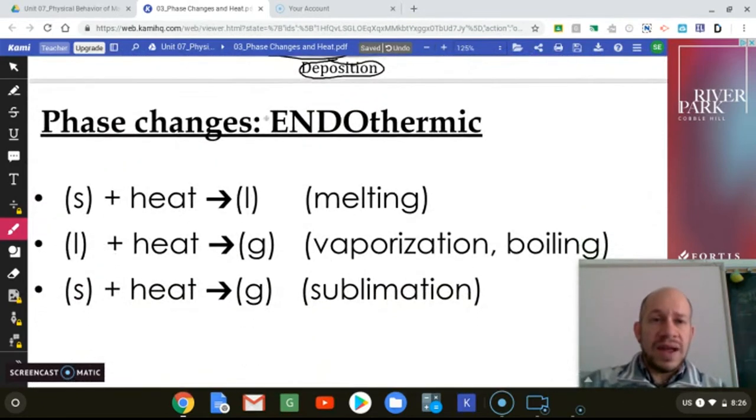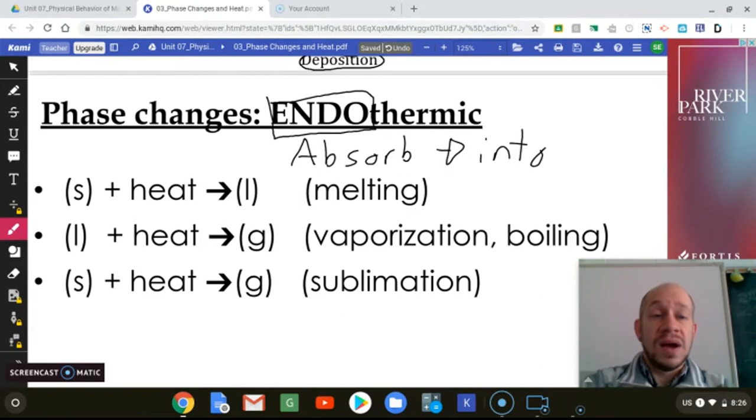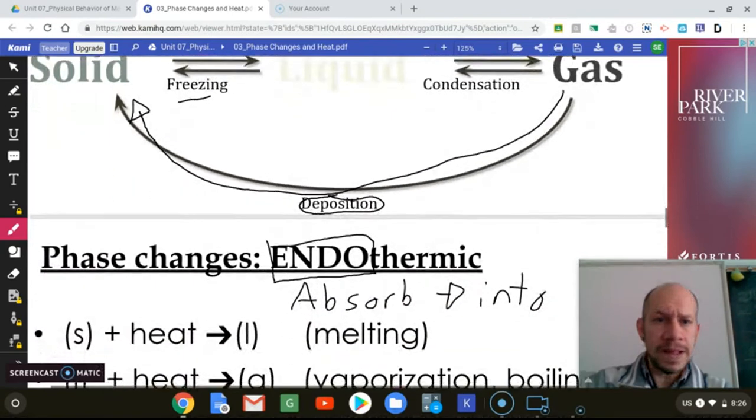Phase changes that are endothermic are ones that absorb energy. If I'm absorbing energy, that means heat is going into it. Absorb, or into, or endo. That's how I remember those things. Solid plus heat is going to produce liquid. That's melting. Liquid plus heat is going to produce a gas, vaporization or boiling. And solid plus heat going directly to a gas, sublimation. All those absorb heat. Basically, I'm thinking if they're going from left to right on this diagram, from a solid to a liquid, or a liquid to a gas, or a solid to a gas.